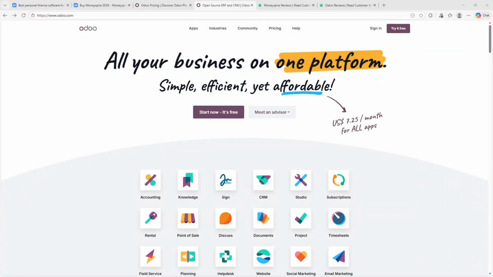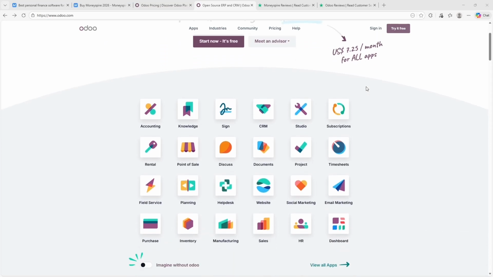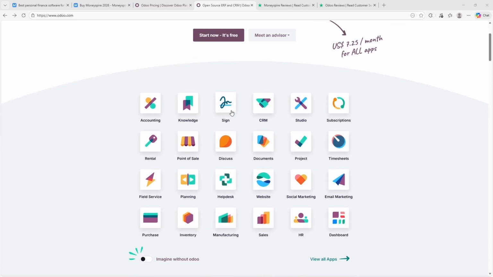Now let's zoom out and talk about Odoo in more depth, because this is where the contrast with Moneyspire becomes crystal clear. Odoo isn't trying to be just accounting software. It's positioning itself as the operating system for your entire business. Accounting is only one module in a massive ecosystem that includes CRM, sales, inventory, manufacturing, purchasing, HR, payroll, project management, marketing automation, customer support, and even website and e-commerce tools.